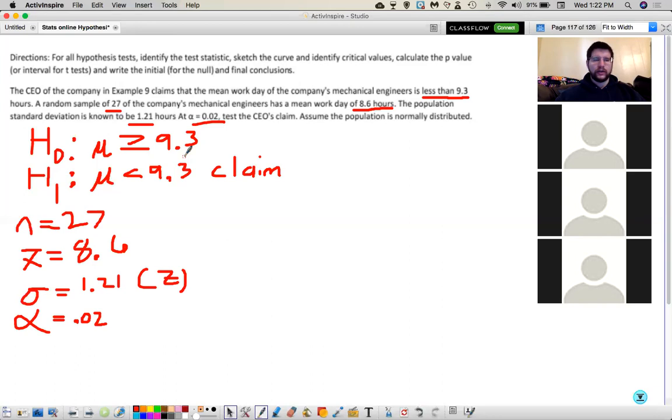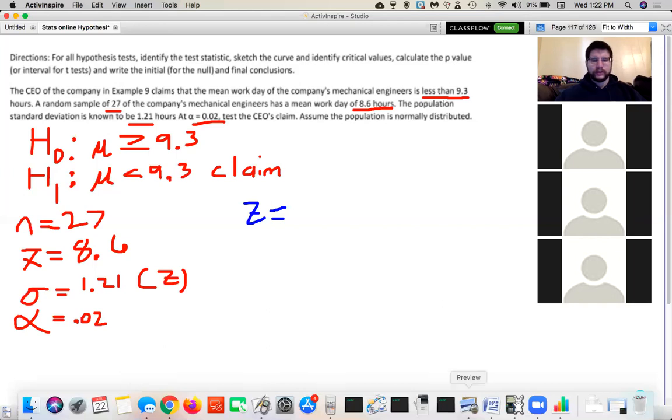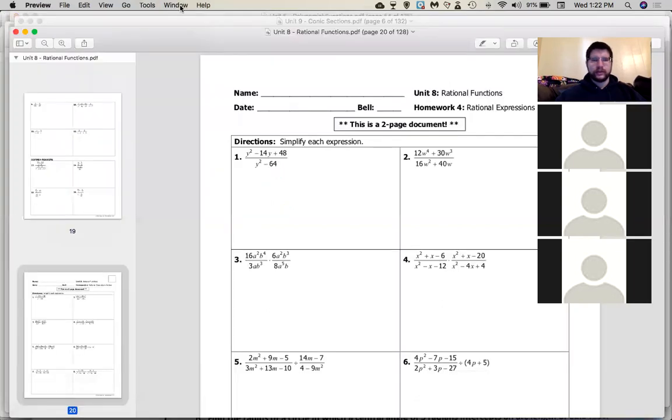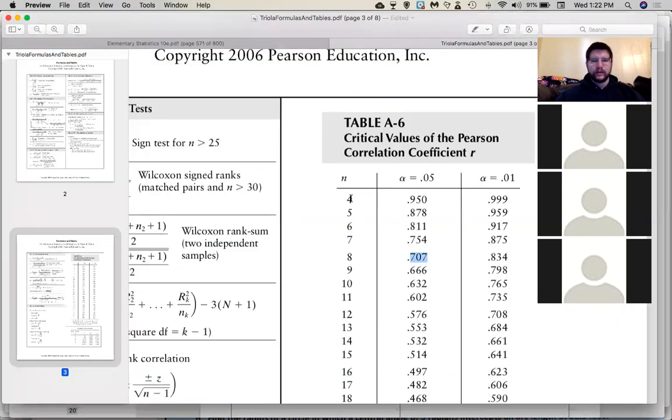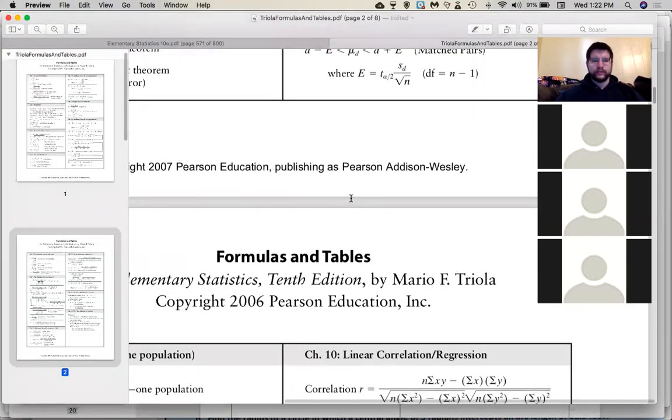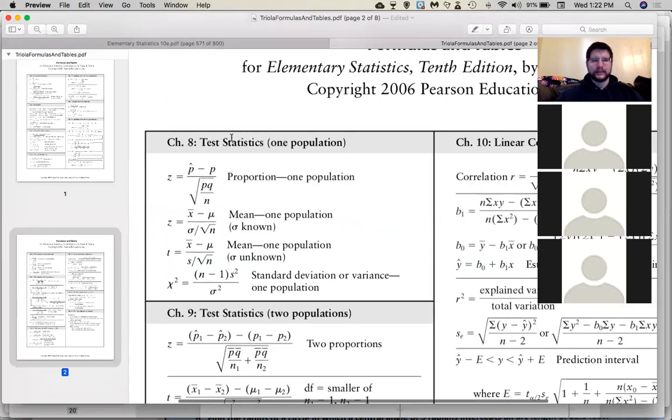So let's see what we got going on here. We need to calculate the test statistic. So let's find that first. It's a Z, so we're going to get the Z test statistic. If you don't remember, it's on your formula sheet. Right here, chapter 8, test statistics. We have a proportion, and for the mean. Mean has two, one's a Z, one's a T. We're dealing with the Z right here.